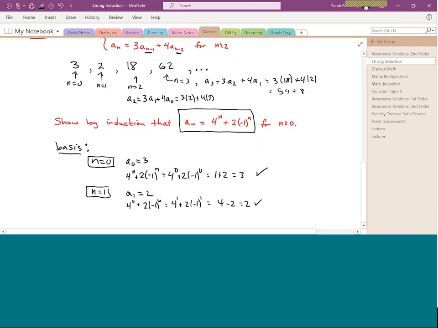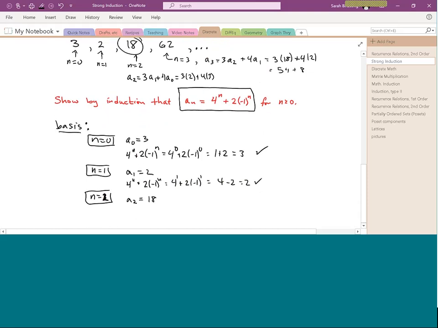Again, we haven't gotten to the recursive formula yet, so this is where we have to actually come down here to the third n value, n equals 2. We already calculated it up above. We calculated that was 18. Our closed formula says, we plug in n equals 2, we're going to have 4 squared plus 2 times negative 1 squared. Negative 1 squared is 1, so that second term is 2. We'll have 16 plus 2, and notice that is totally 18. So once we've got through those three n values, our basis step holds, or our basis step passes.